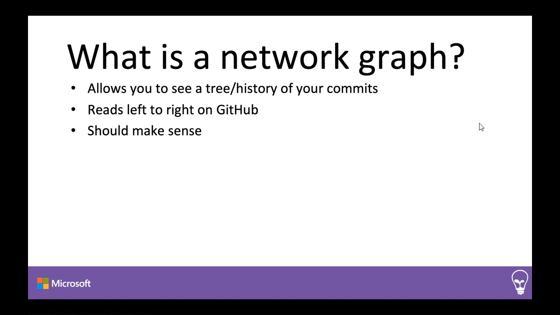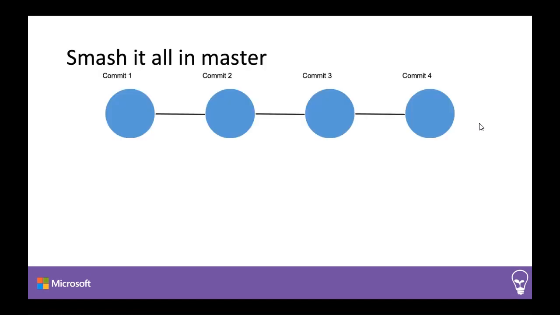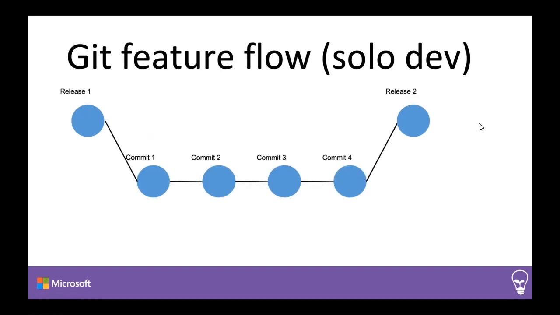So for the graph I'm about to show you, it'll go left to right. This is what it would look like if you smash it all in master. So your 4 changes would just go 1, 2, 3, 4, and it's simple as that. Git feature flow for a solo developer. Honestly, if this is your first time doing it, it might just look like you have your master branch on release 1 and release 2, and then you make your commits in a different branch, and then it just merges back in.